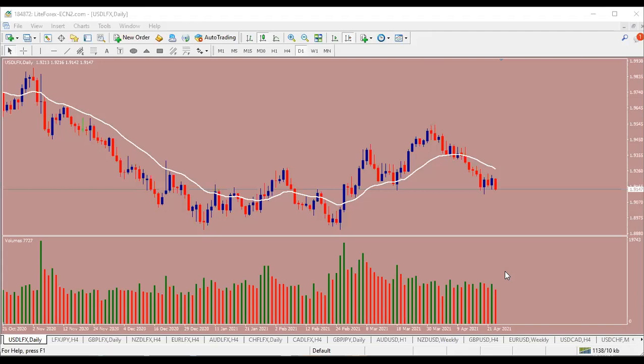All right, now let me start from below. How to identify bullish and bearish order block? David, this area is an order block. This is an order block. This is an order block. This is an order block. This is an order block.